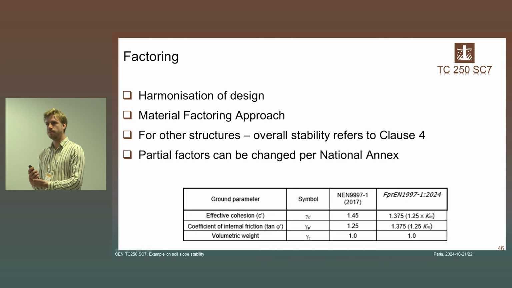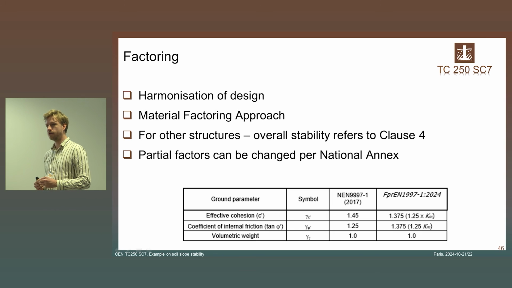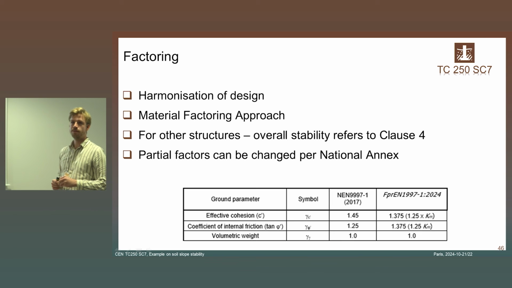Then what's also mentioned multiple times these days, I guess, is harmonization of the design for overall slope stability. Now it's the material factoring approach, but this was already the case for the Netherlands, so there's not much change for us. For other structures, it's referred to as class 4. You won't forget that anymore. And for the analysis that has been performed for this work group, I think it's good to know that partial factors can be changed in the end for the National Annex.